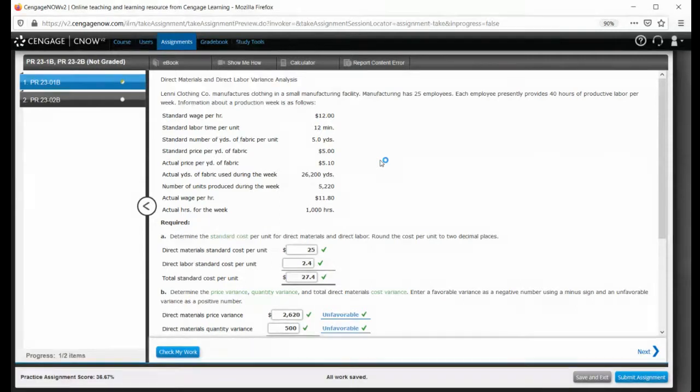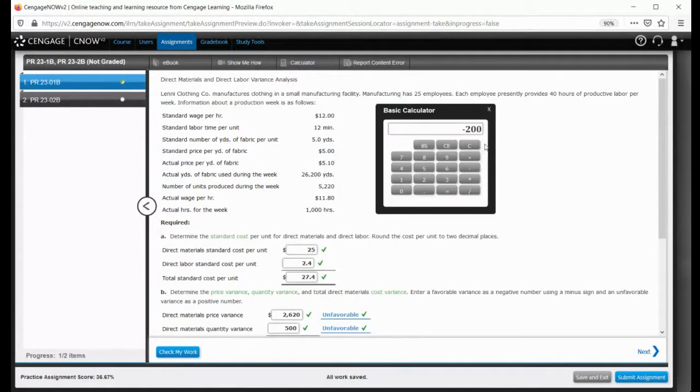So I'm going to find my standard hours first. Notice you're not going to put that in your formula first, but they don't give you the standard hours, so you have to determine those. Let's determine the standard hours by taking the number of minutes it takes to produce 1 unit, which is 12 minutes, and dividing that by 60 minutes in an hour. That gives us 0.20 of an hour that we're going to multiply by the actual units produced. The actual units produced is 5,220 units. That will give me 1,044 standard hours. You might want to write that down. 1,044 is the standard hours.